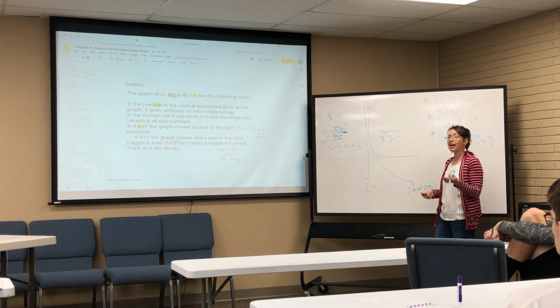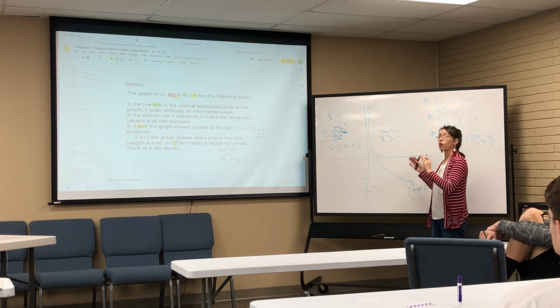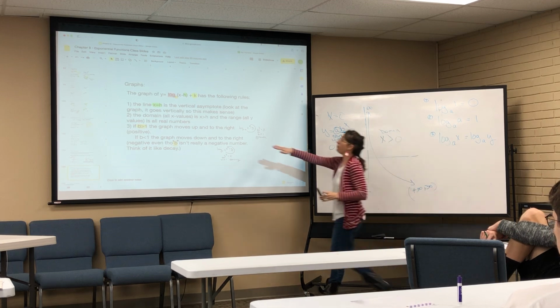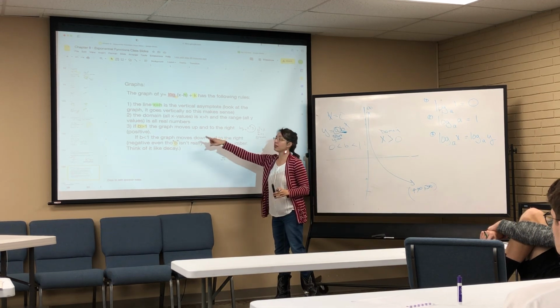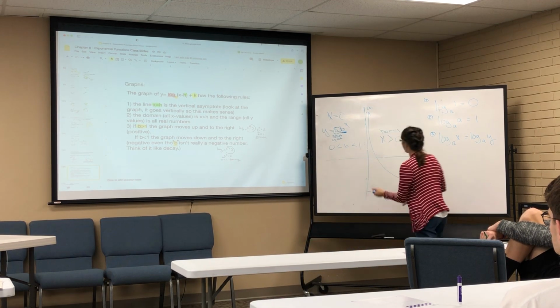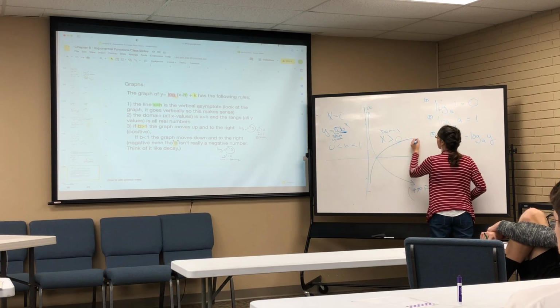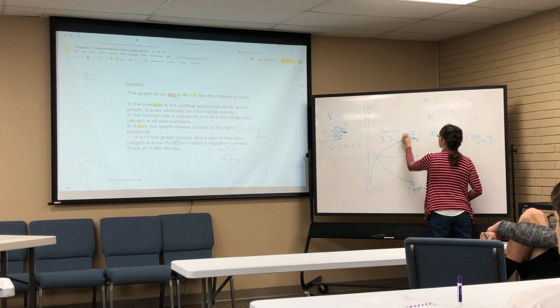The same exact thing applies for logarithms. If b is greater than 1, it's positive. It is moving up and to the right. It is growing.